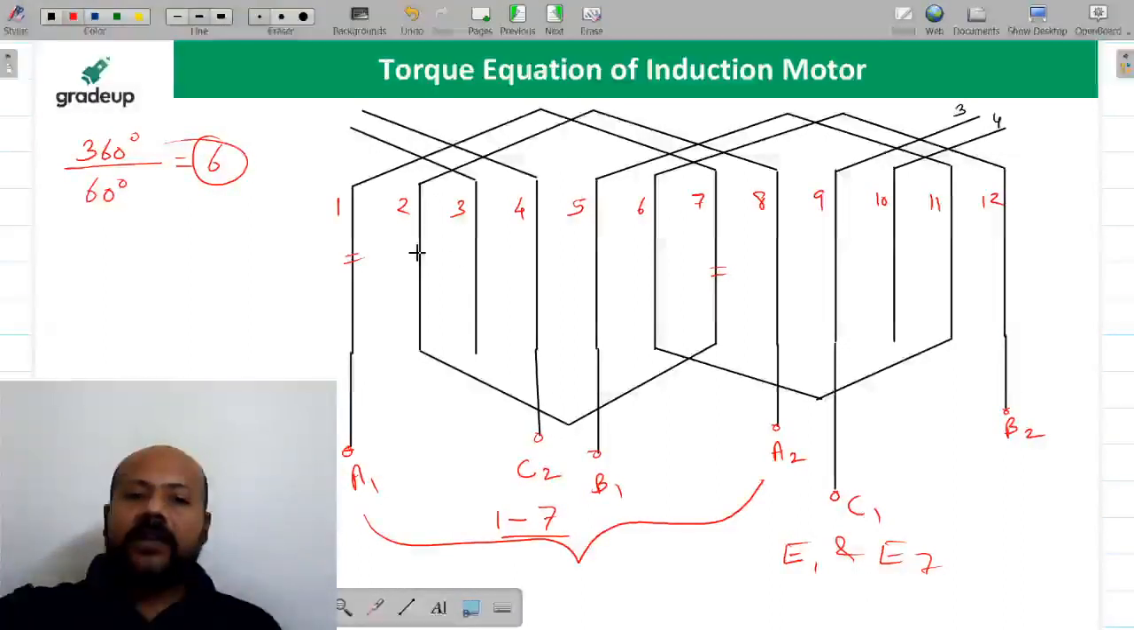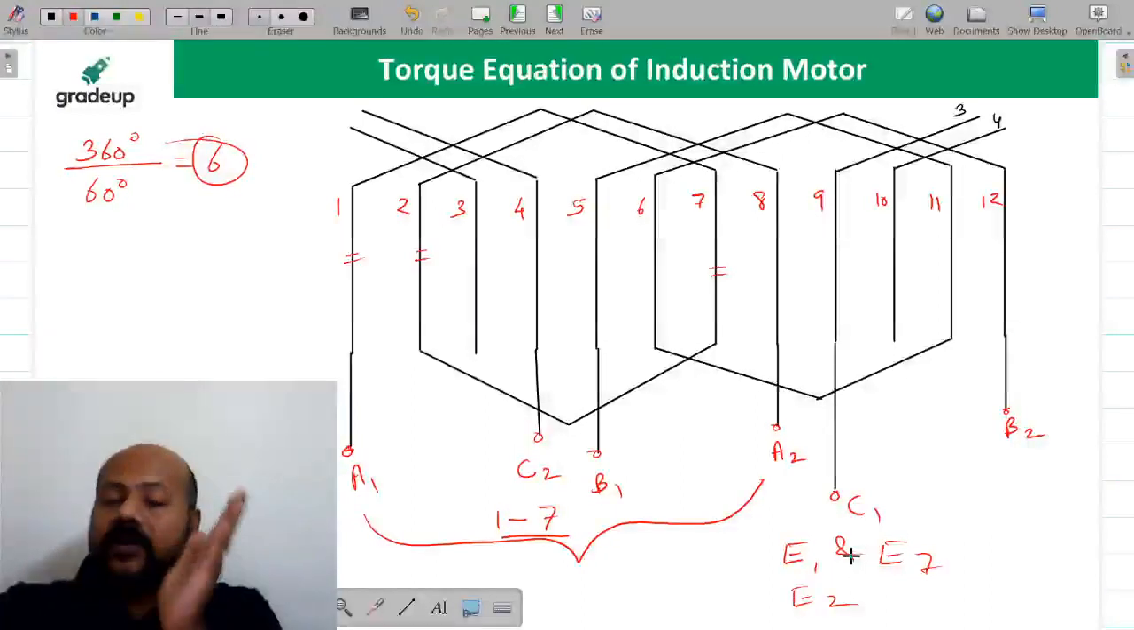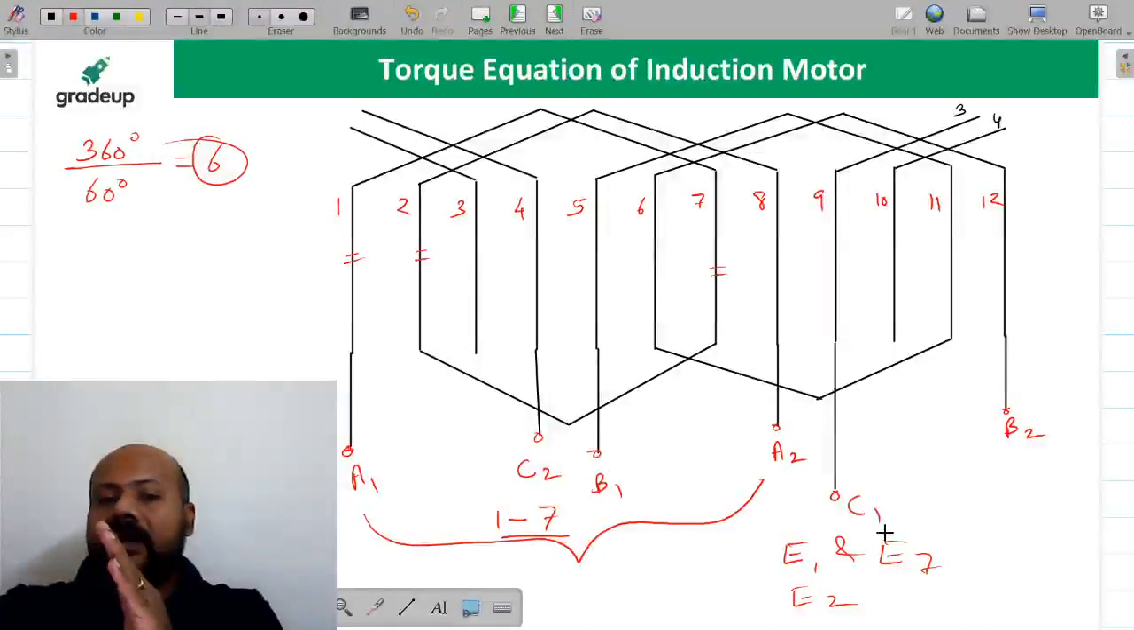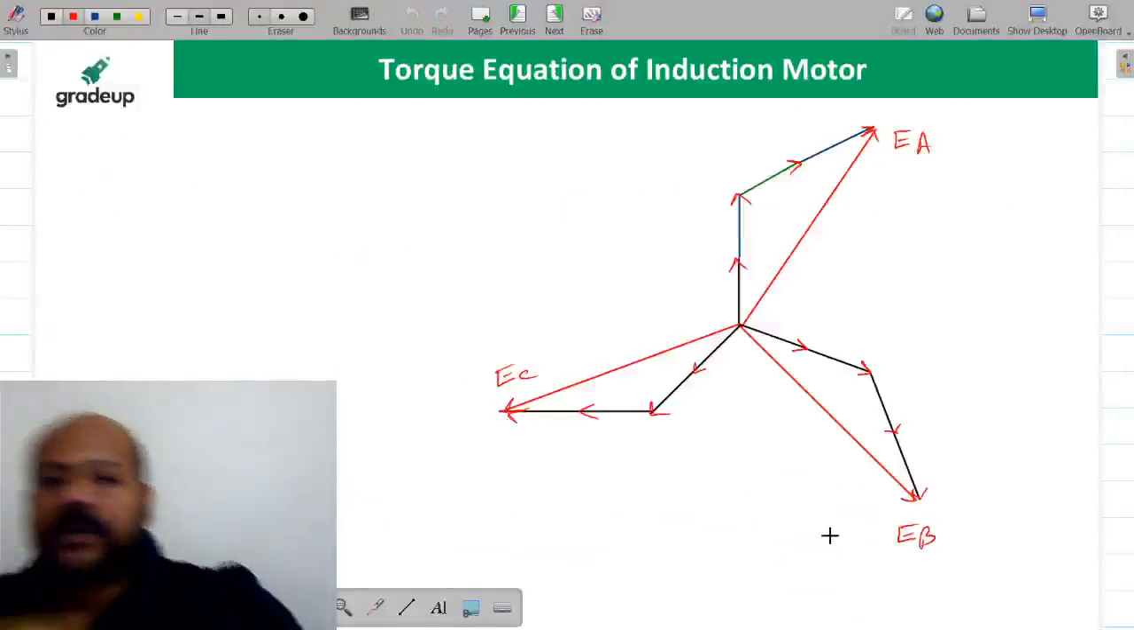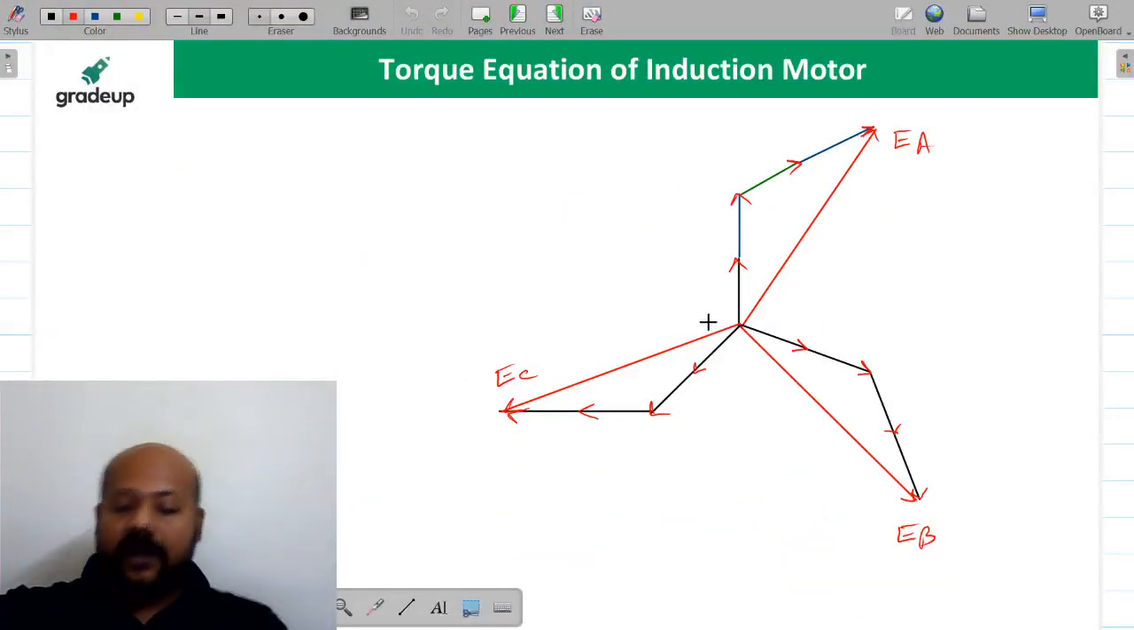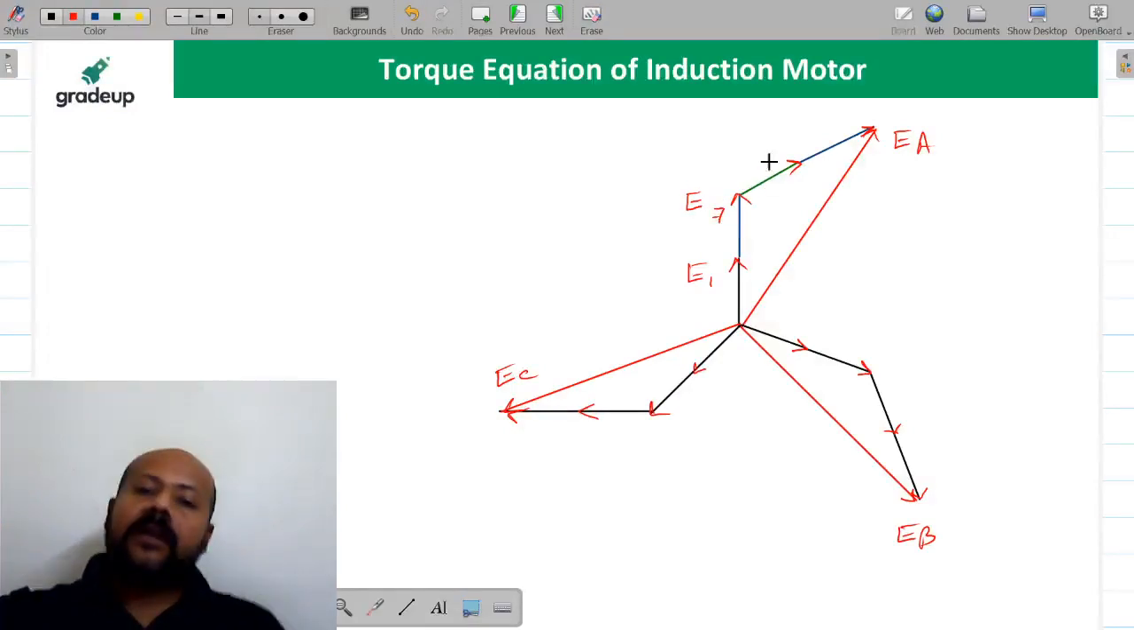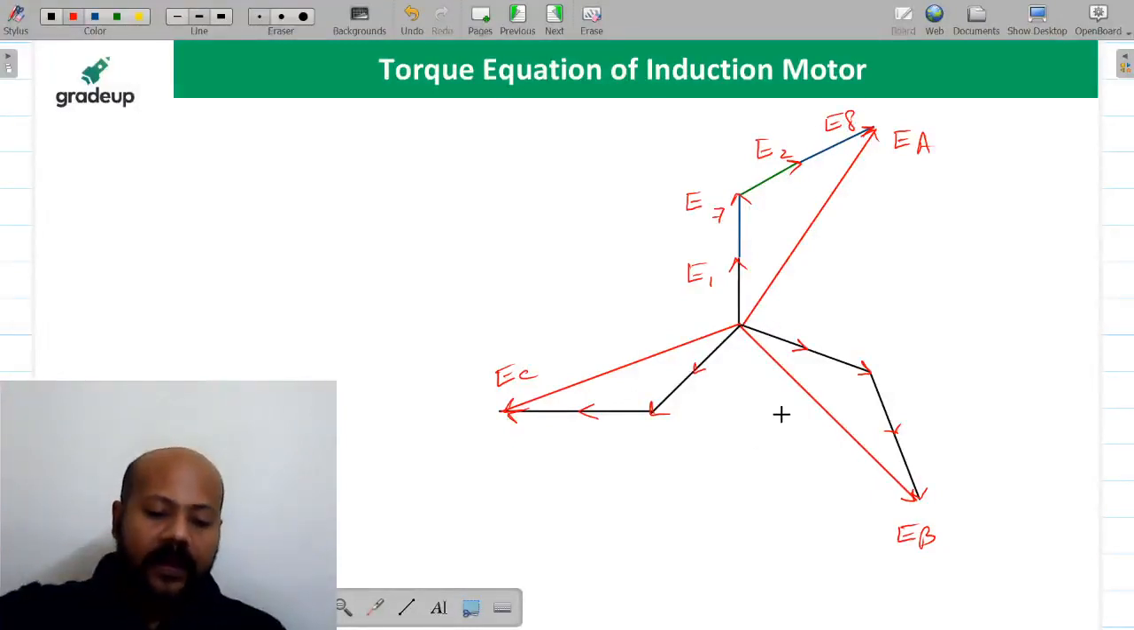And if you see this, E2 is going to have a slot angle of 30 degree like this. If you see this diagram, this is going to be E1, this is going to be E7, this is going to be E2, and this is going to be E8. Okay?